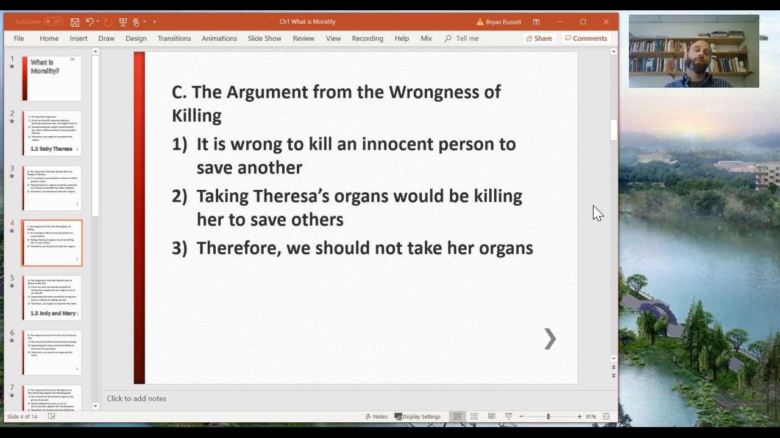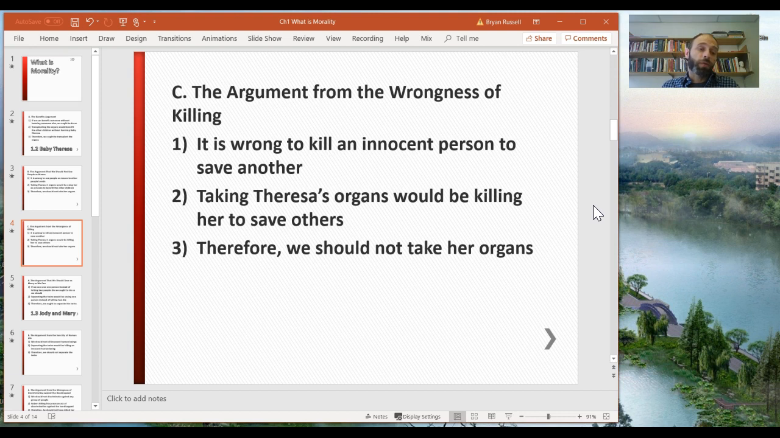Rachels argues that that's what's going on here, that we should change the definition of death to allow the taking of the organs, because it would get around premise 2 here. It would say premise 2 is false. This would not be killing. If we change the definition of death to include anencephalic infants, then taking Teresa's organs would not be killing her. She would, by definition, already be dead.